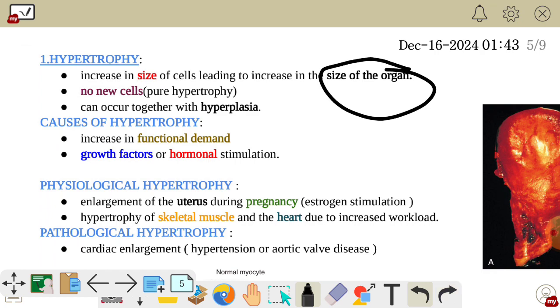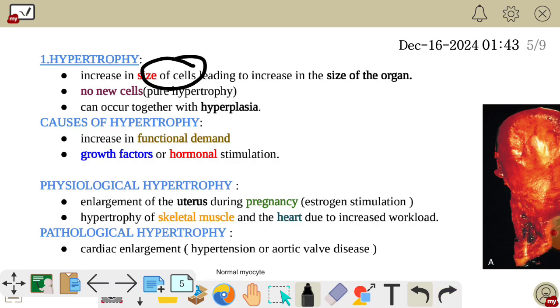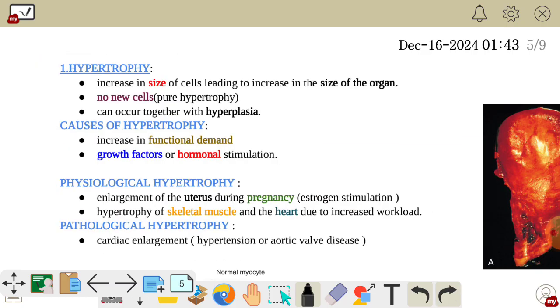So when the cells increase in size, even the organ will become larger in size. So that is hypertrophy. It's simply an increase in size of the cells.